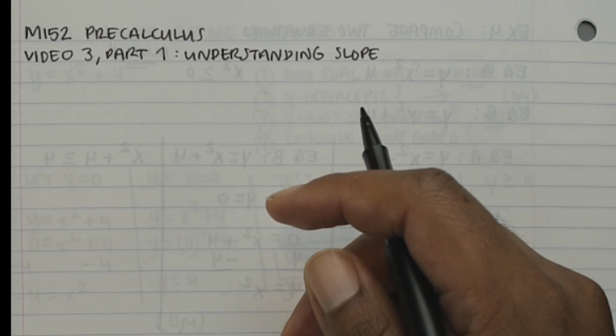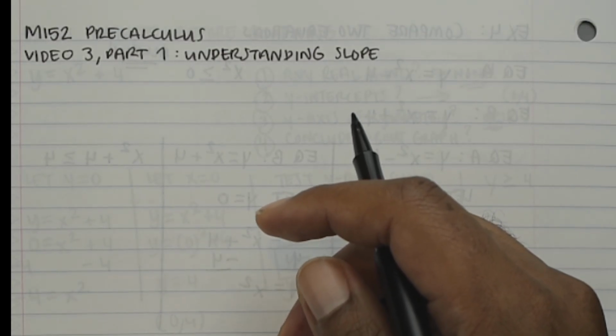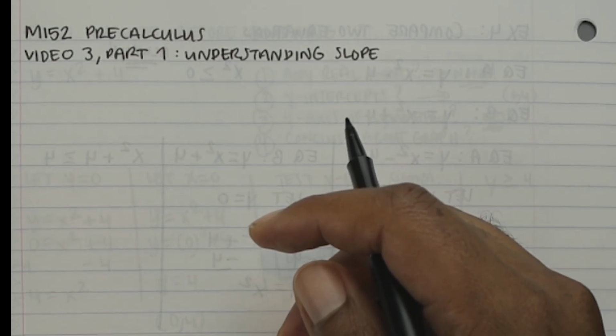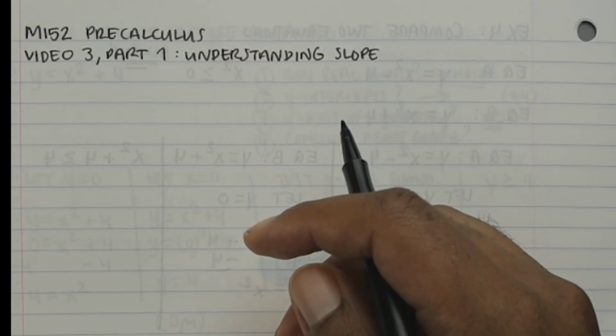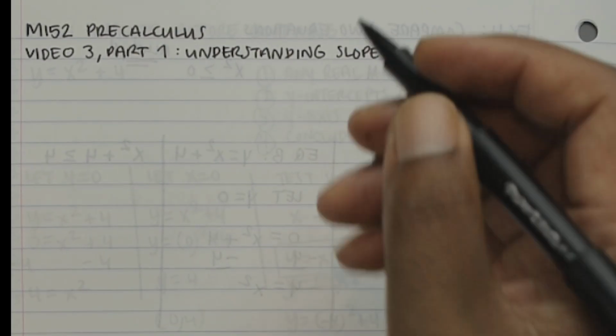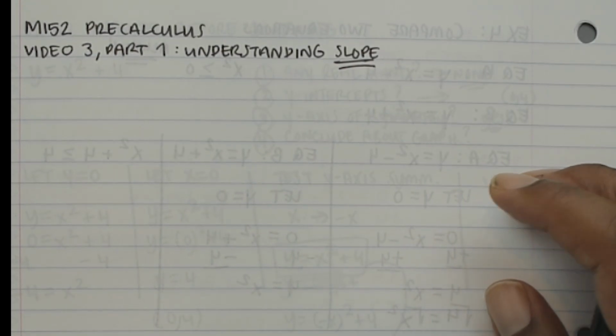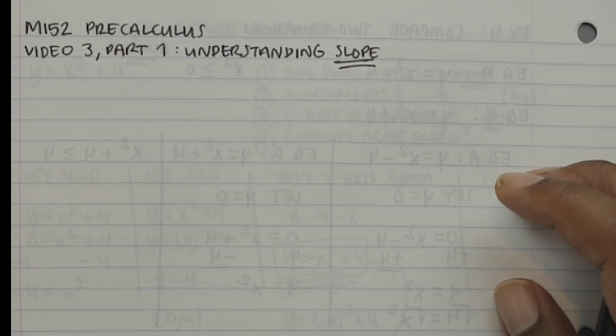Hello again. In our last video, we studied graphs, intercepts, and symmetry. Now we're going to begin studying one of the most important ideas in algebra and precalculus. And that idea is this word here, slope. Slope is very important. Slope measures how one quantity changes compared with another. More specifically, slope tells us how much the y changes when the x value changes.